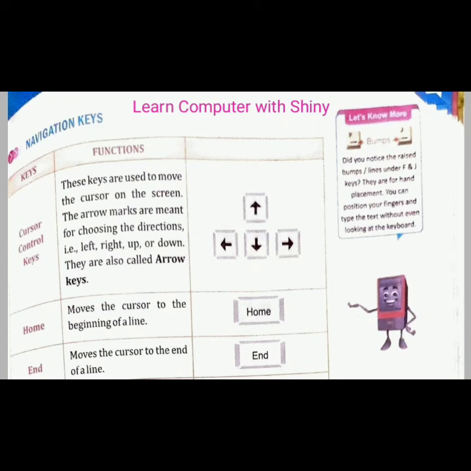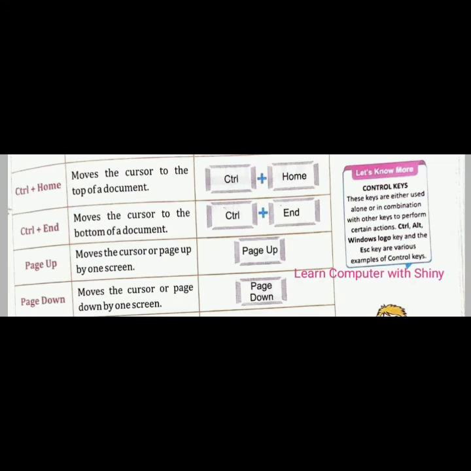Next is control home. Using control plus home, move the cursor to the top of the document. For example, you have typed 2 or 3 paragraphs in a document. You want to move to the top of the document. What you will do? You will click on control plus home.